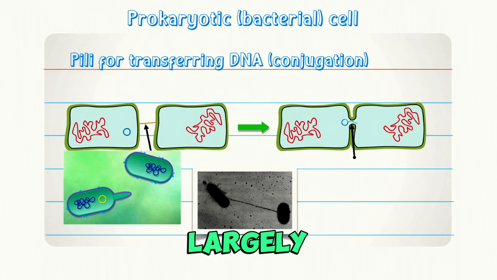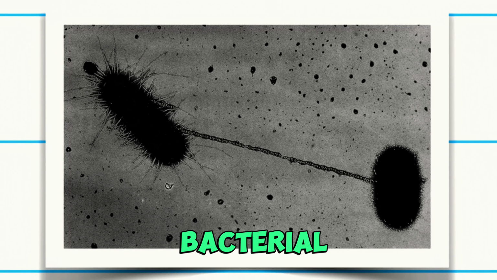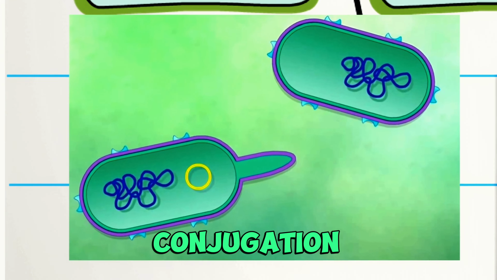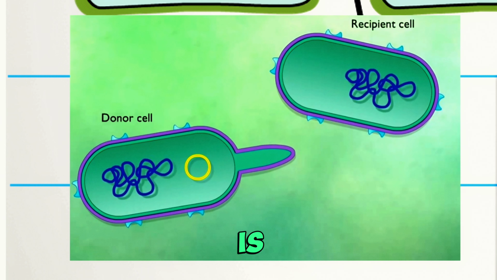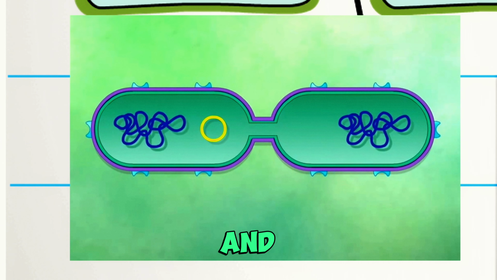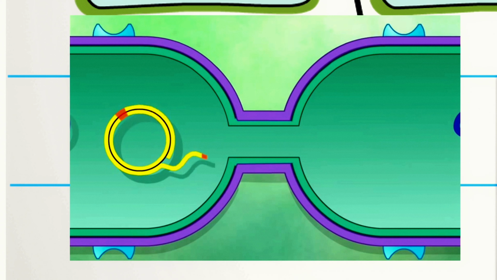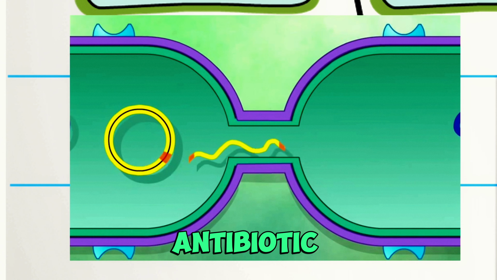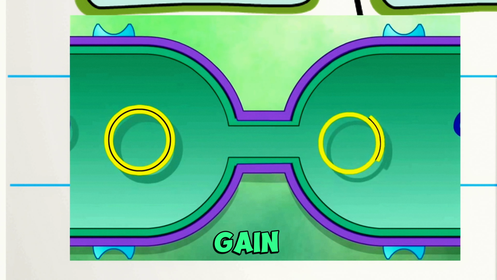Now, pili are largely involved in what we call bacterial conjugation. Bacterial conjugation is when plasmid DNA is transferred from one bacterium to another. And this is quite harmful for humans because if the bacterium on the left contains antibiotic resistance, then the bacterium on the right will gain this feature.